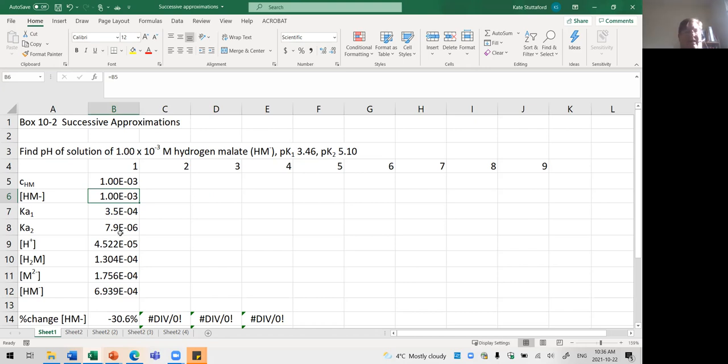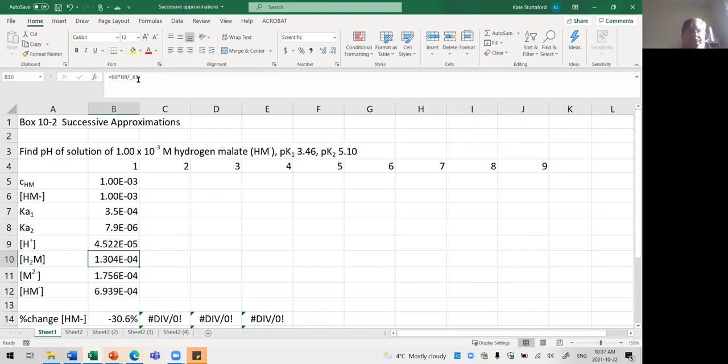I've got my Ka's that I've calculated from the pK1 and the pK2. Then I calculate the H plus concentration using the amphiprotic equation. So that's what this equation is here. And then calculate the concentrations of the three conjugates based on the H plus concentration.